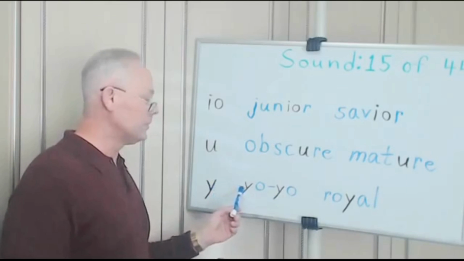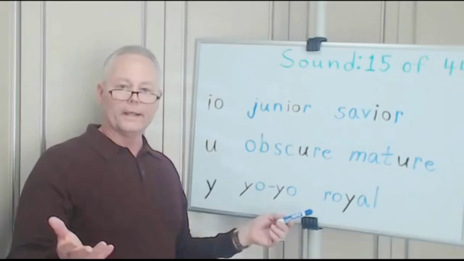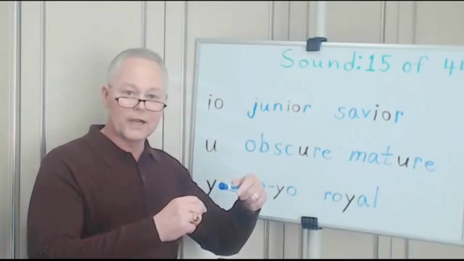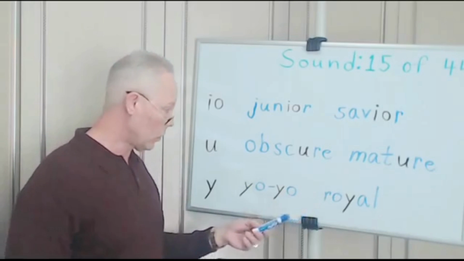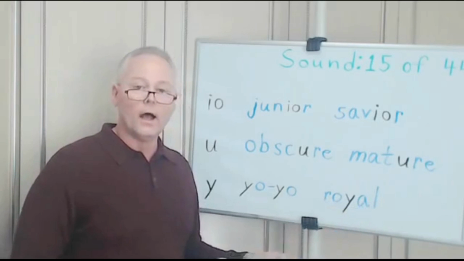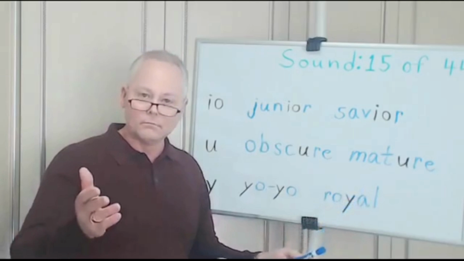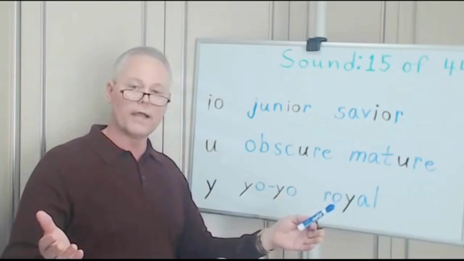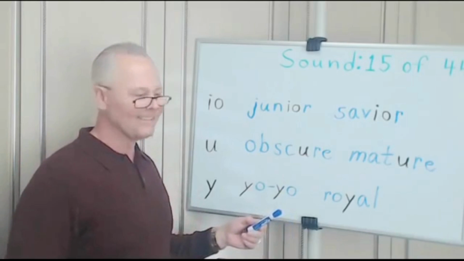Yo-yo. The Y gives us yo. A toy. A little round split disc on a string, playing with your yo-yo. Royal. A member of the royal family. The Queen of England. She's royalty. She is in the royal family. She's the head of the royal family of England.